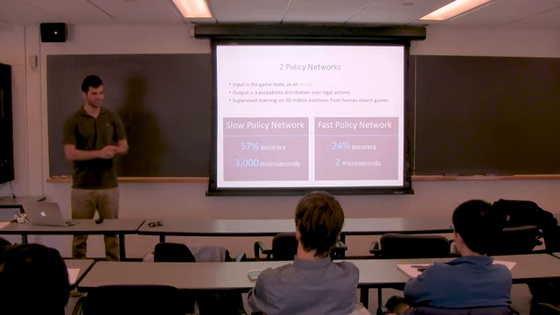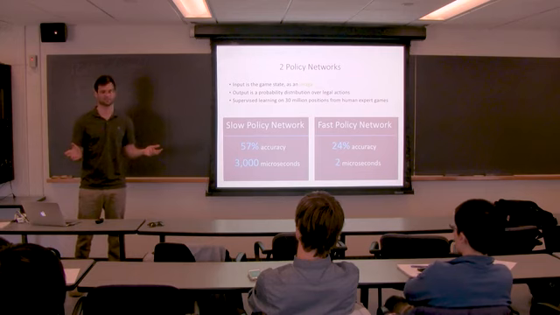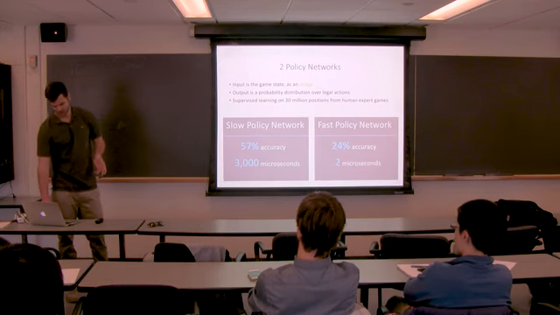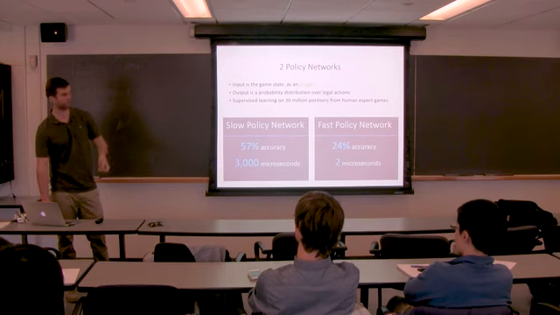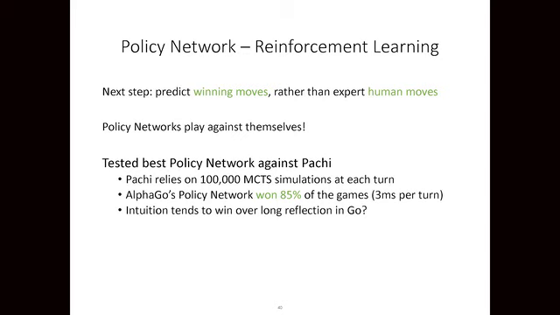But yeah, it can predict the expert move with 57% accuracy. The AlphaGo team is like, that's not our goal. We don't want to predict an expert move. We want to predict a winning move. And so to do that, they took their policy network and then they would use reinforcement learning. So that's where you play the network against iterations of itself in order to hone in a better policy that's geared towards winning moves.